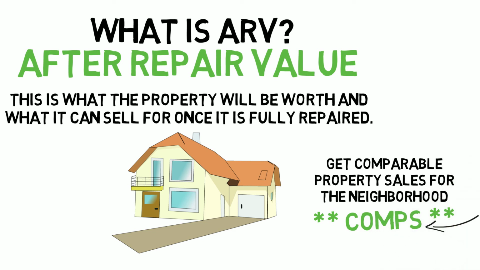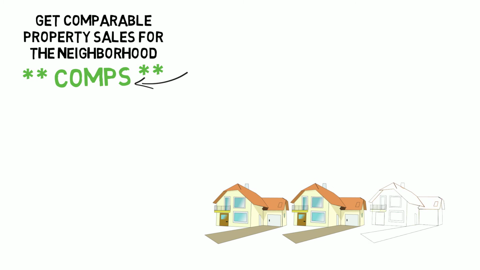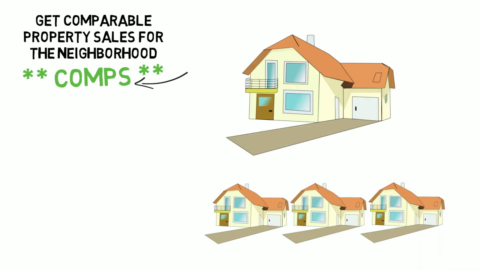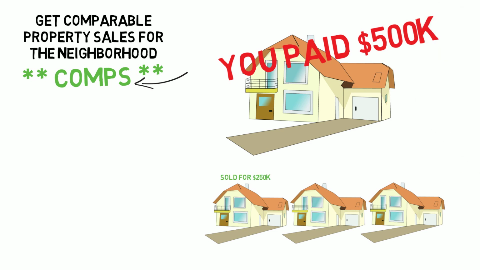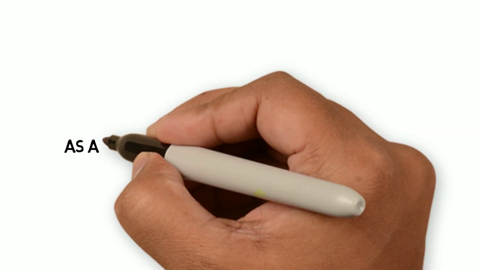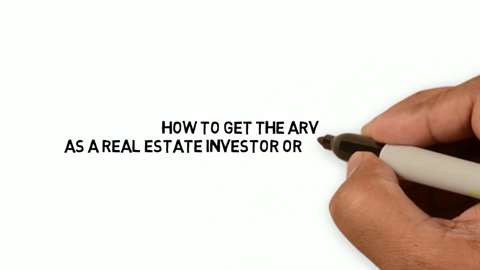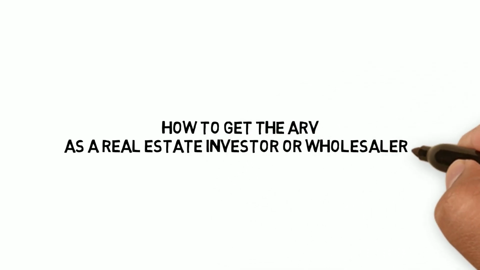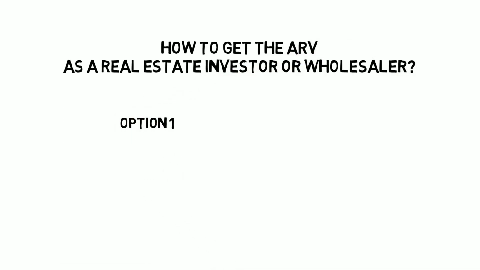This number is very important because this is what we base our offer for the house on. You do not want to buy a house for $500,000 when the same type of houses in the neighborhood are selling for only $250,000. As a real estate wholesaler, we have to figure out the ARV fast and easy because a lot of times we are not located in the city we have the opportunity to buy the properties in.